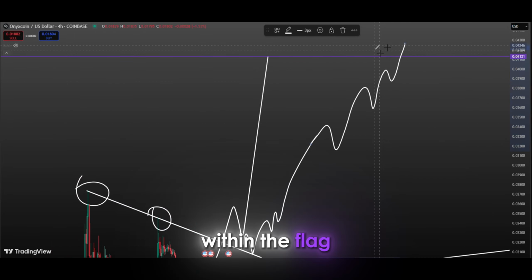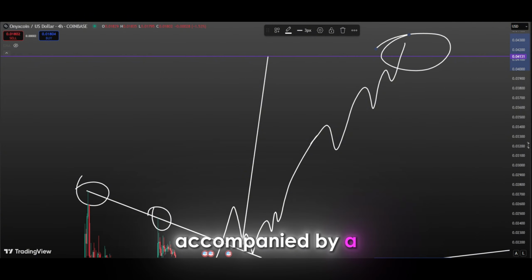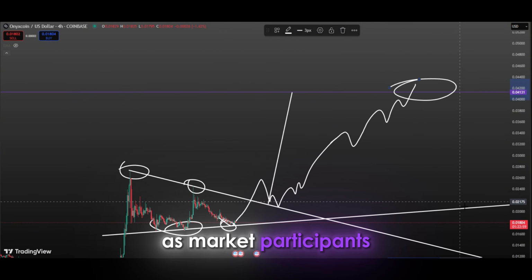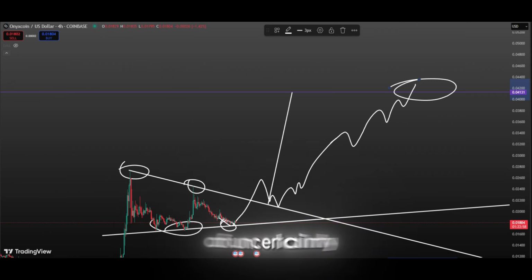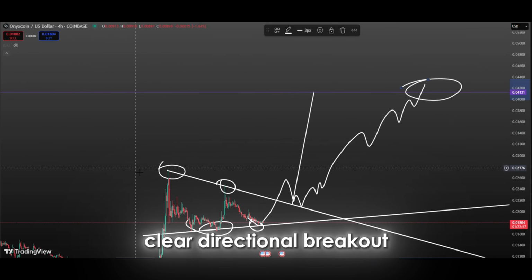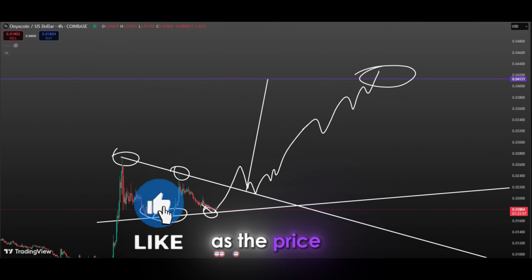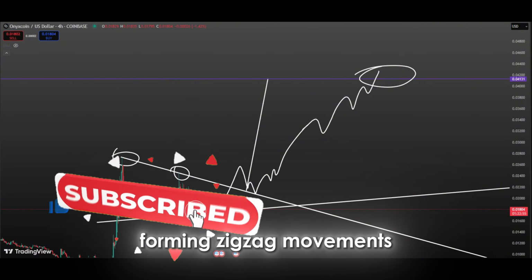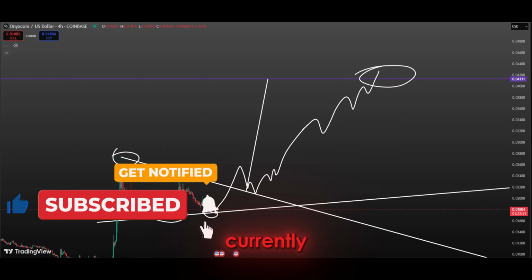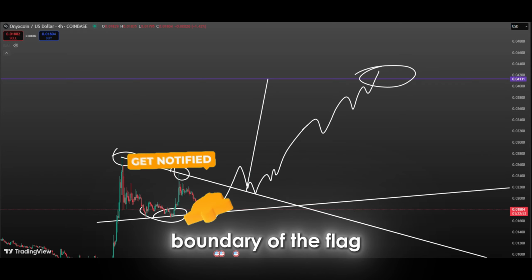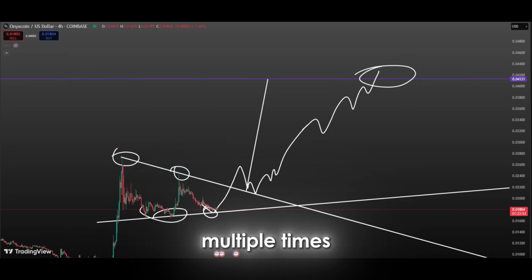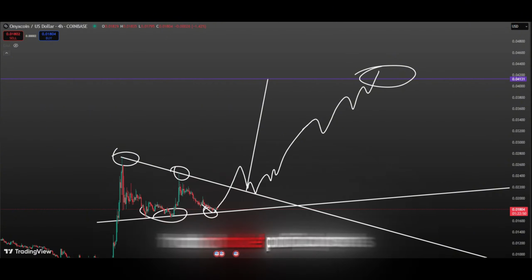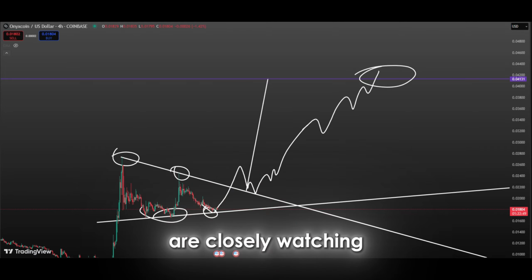This consolidation within the flag is typically accompanied by a decline in volume as market participants enter a state of uncertainty and await a clear directional breakout. This behavior is observed as the price repeatedly touches the support and resistance lines, forming zigzag movements within the flag. Currently, the price has tested the upper boundary of the flag, the resistance line, multiple times, but has yet to break through it decisively. This indicates that market participants are closely watching this level.